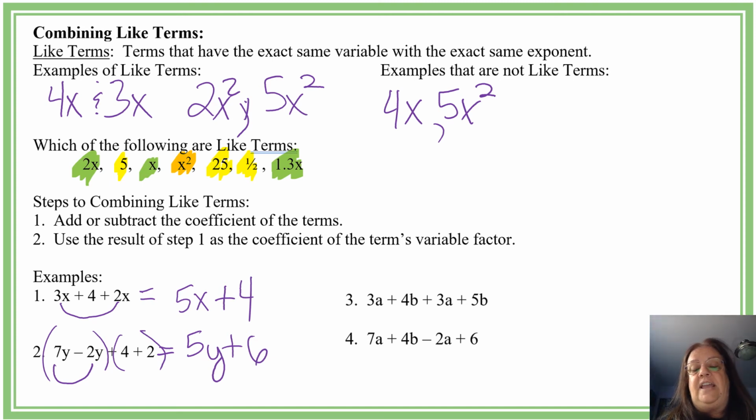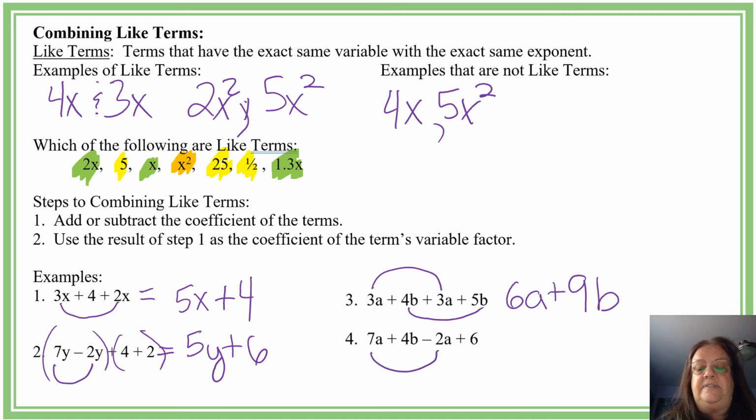All right, number 3, I have A's and I have B's. So I have to add the A's together, and then I'm going to add the B's together. All right, again, 7 minus 2 is 5. And the b's are all by themselves. And then I have the constant 6. There we go.